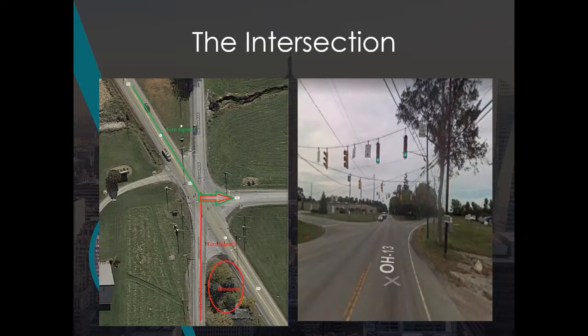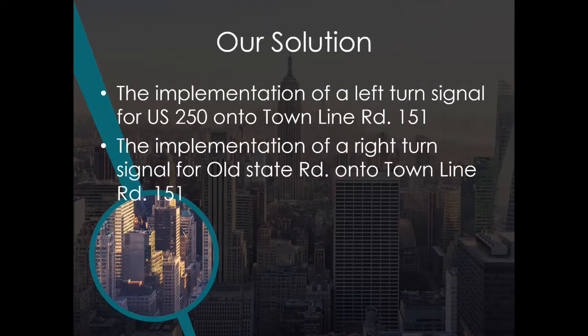As you can see here, this is a Google Maps image of the intersection, and so after discussing amongst ourselves, we decided to implement a left turn signal from US 250 into Town Line Road 151 and a right turn signal for Old State Road going into 151 due to this blind spot to the right.